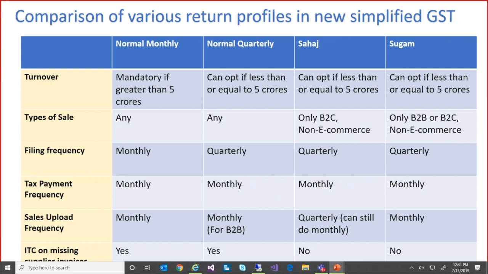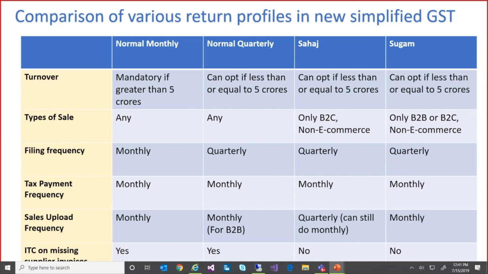Now, this is the comparison of various return profiles for the new simplified GST process. The normal return has to be filed mandatorily if the turnover is more than 5 crores. If it is less than that, then the person can select any of the returns they wish to file. They can opt for monthly and they can go for quarterly as well.